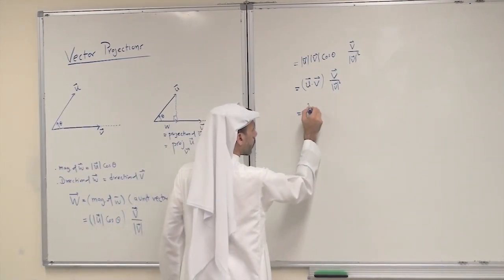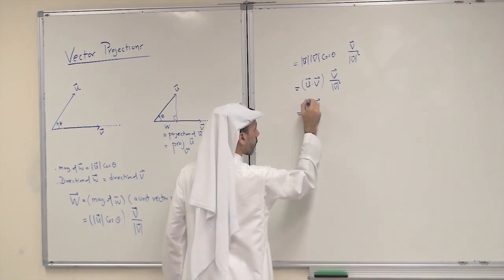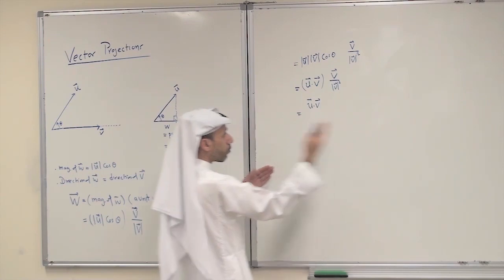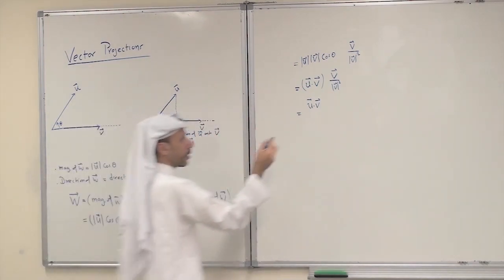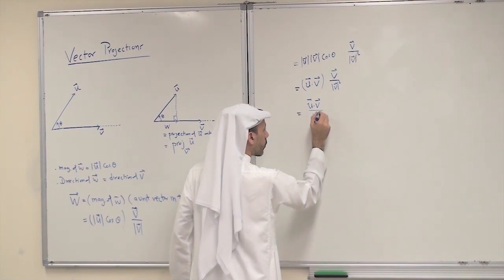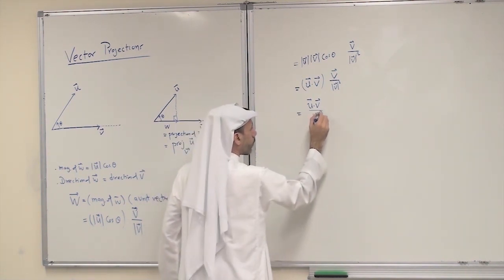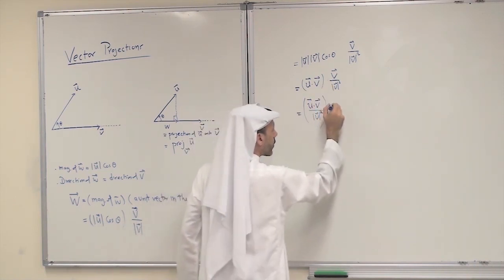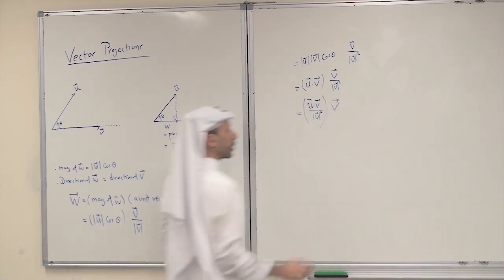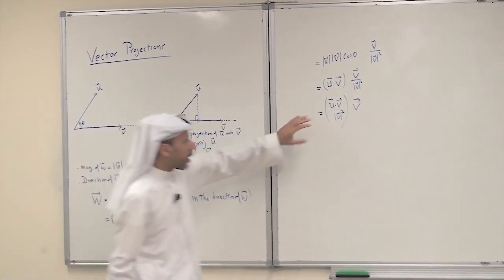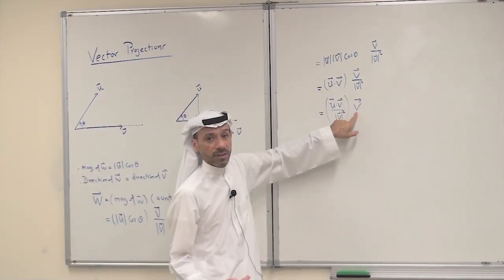So this is U dot V. This is a real number. The denominator is a real number. I can pull the real number outside, away from the vector. So this is the magnitude of V squared. So this is just a scalar, or a real number, times V. So the vector W is just a multiple of the vector V.